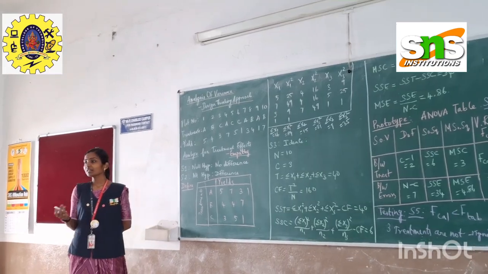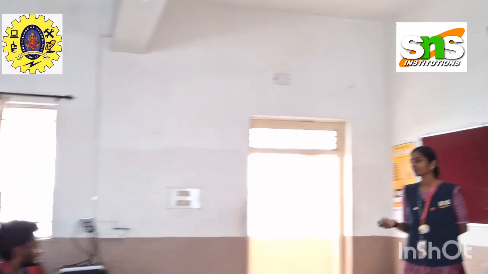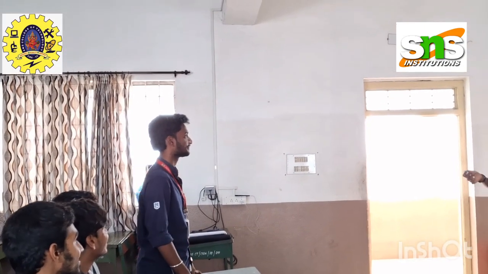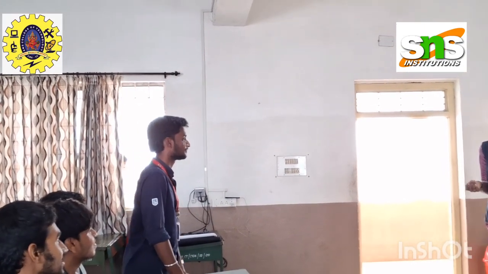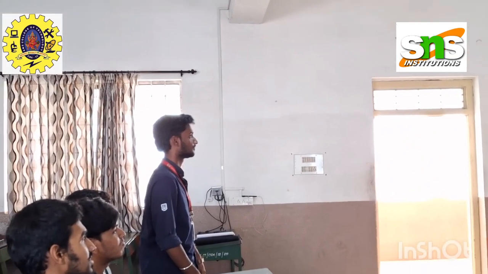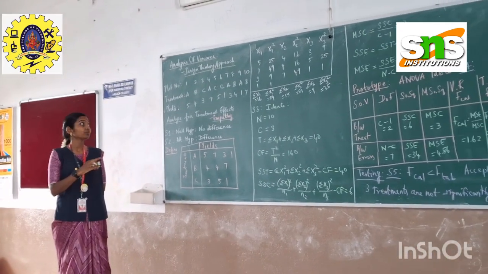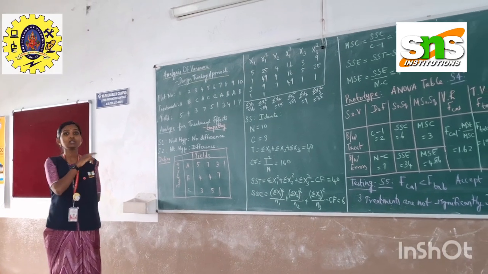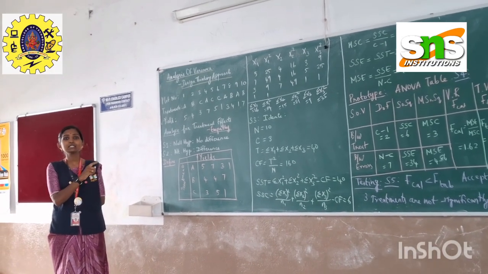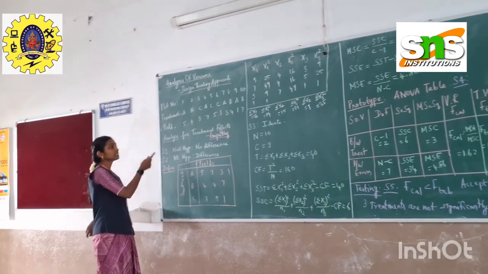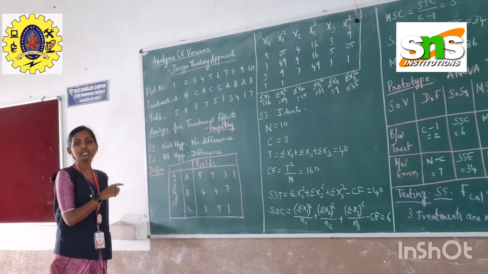What is our problem here? Agricultural problem. And what are we given with? Plot number, treatment and yield. How many treatments are there? 3. What are they? A, B, C. So for particular plot numbers 1 to 10, we are giving some of the treatments A, B and C, and this effectiveness is checked or analyzed here.